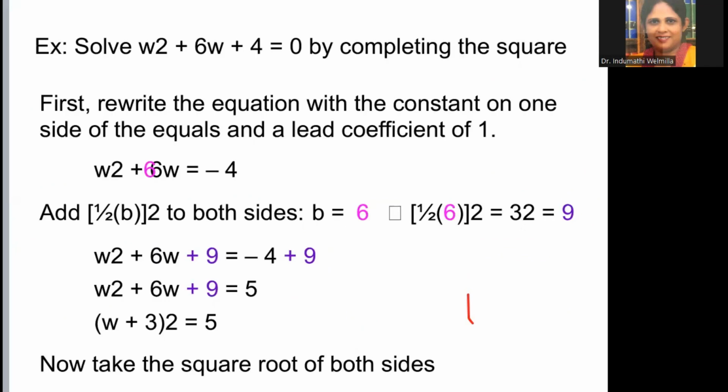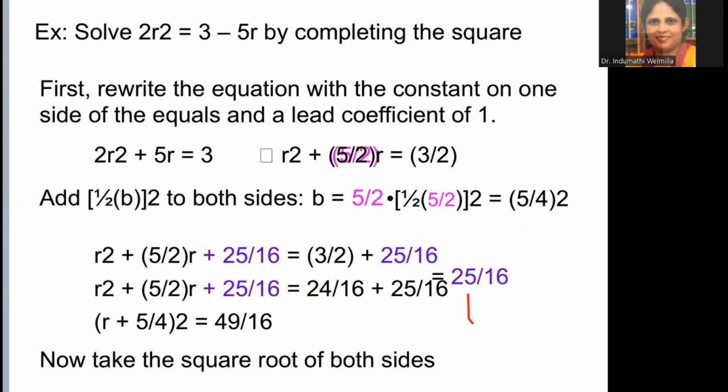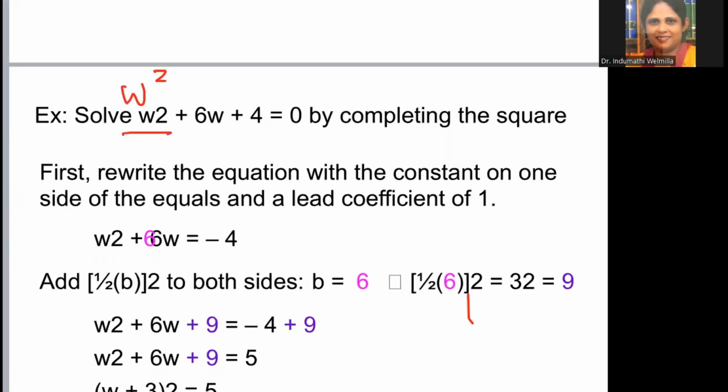Shall I move to another example? Because in the earlier case, just remember our x squared term's coefficient equals 1. Did you remember that? In here, W squared, the coefficient is 1. But how can we solve it if this coefficient is a number? So that is another example for that.